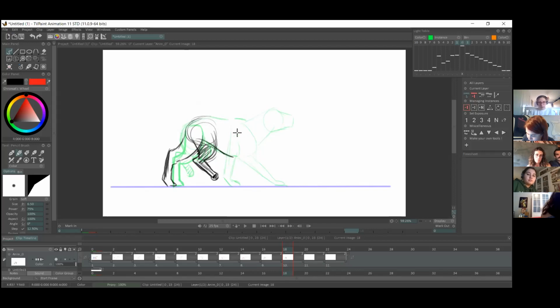And again, the left leg on the front, the front leg that's away from us, is going to be very close to the back leg that's coming forward.